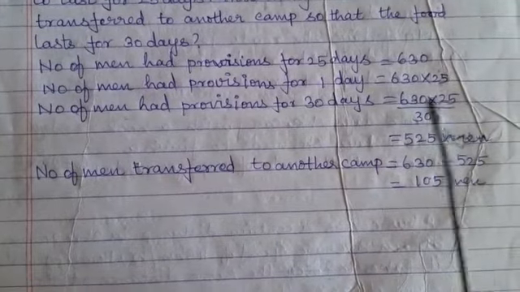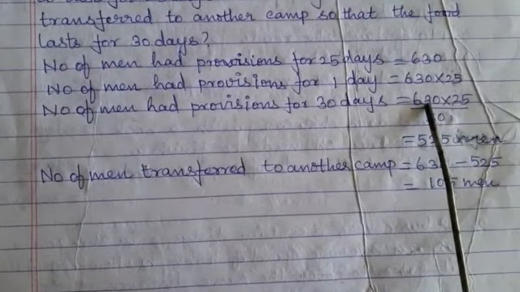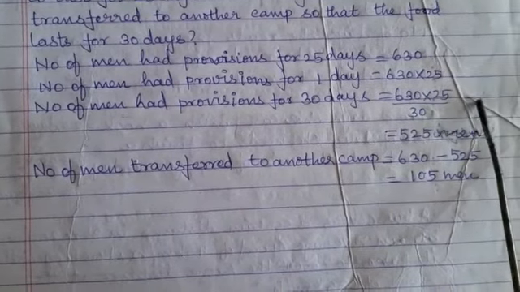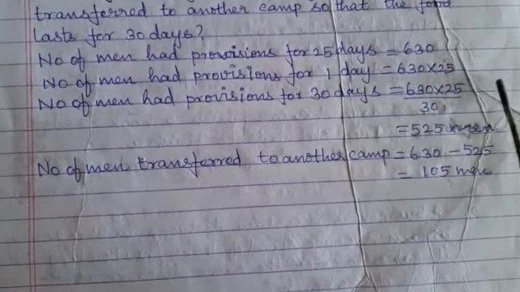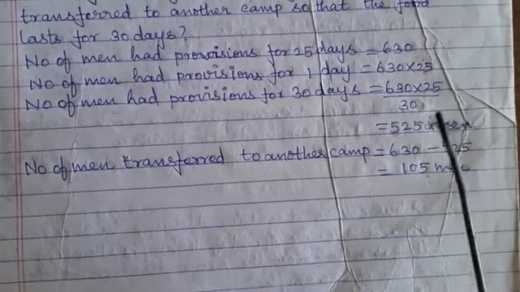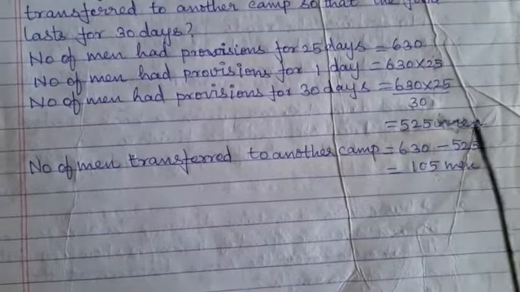Now we come to the unit part. 630 is men, 25 is days, men into days divided by days. So days cancel, so the unit will be men. So after the calculation you will get 525 men.